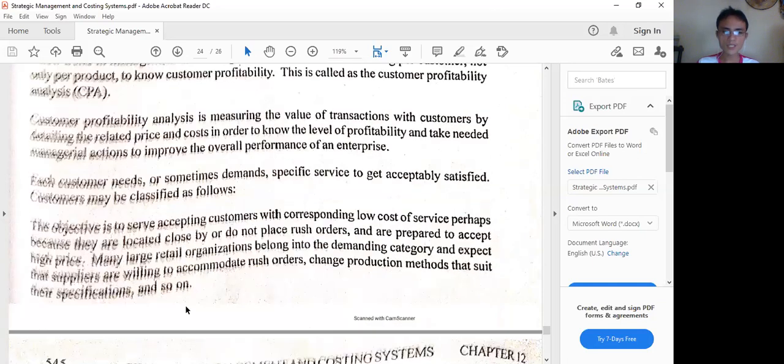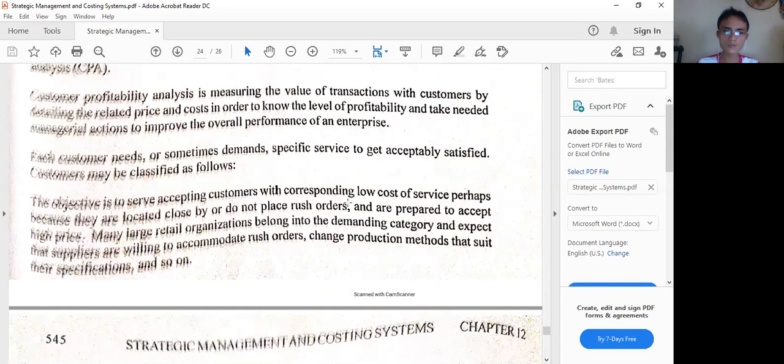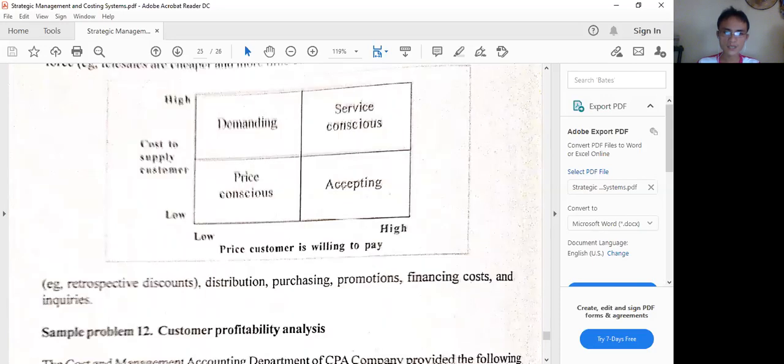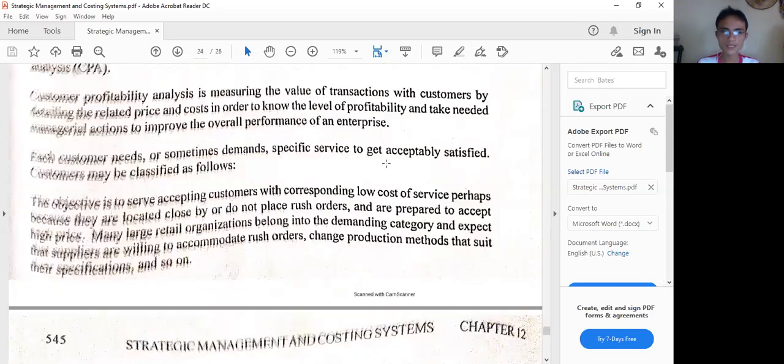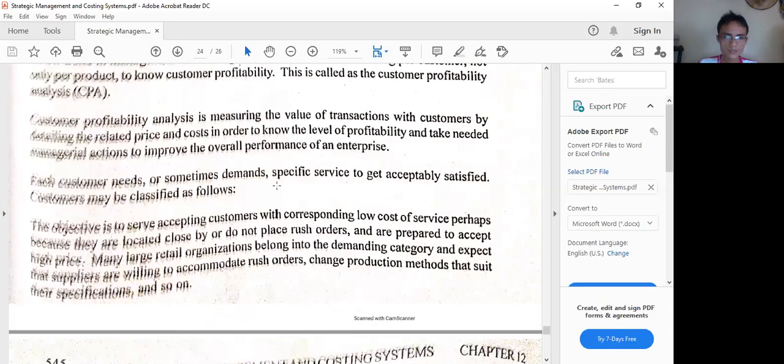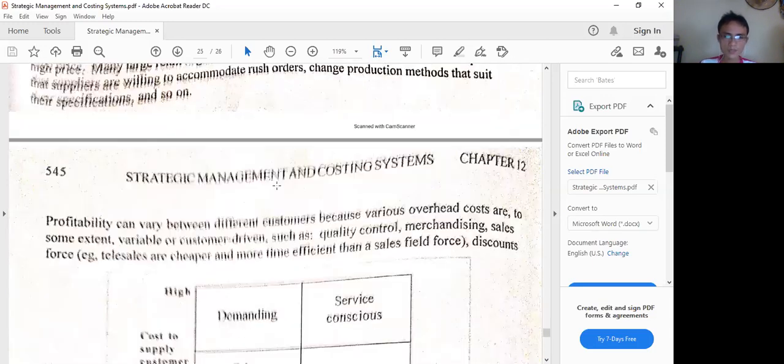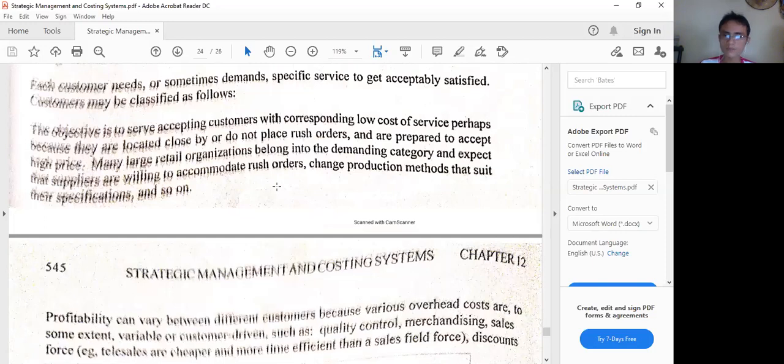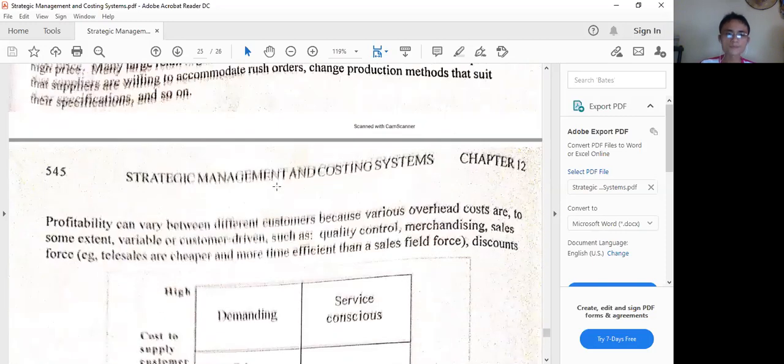And then each customer needs or sometimes demands specific service to get acceptably satisfied. As discussed in the previous chapter, every customer is a king. Without the customers, the business cannot have profits and cannot continue operating in the future. Then customers may be classified as follows. Anyway, it's already introduced here, but we will just go to the next figure later on.